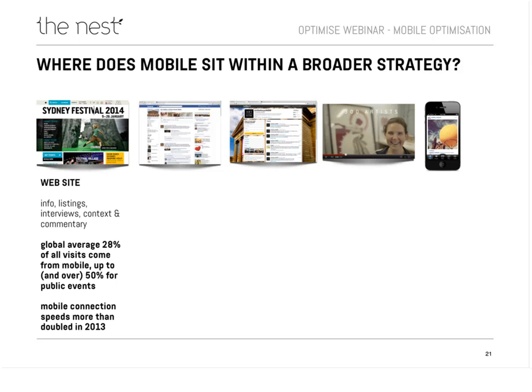So when thinking about a website, which is generally around information, listings, context, commentary, etc., the global average now is 28% of all visits coming from mobile, and as I've noted earlier, about 50% or over for public events. And worth noting that mobile connection speed more than doubled in 2013, so the ability for people to access information on the go has considerably improved.